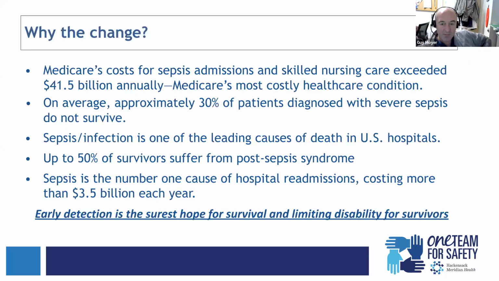Medicare costs for sepsis admissions and skilled nursing care exceed $41.5 billion annually, Medicare's most costly healthcare condition. On average, approximately 30% of patients diagnosed with severe sepsis do not survive. Sepsis infection is one of the leading causes of death in United States hospitals, and up to 50% of survivors suffer from post-sepsis syndrome. Sepsis is the number one cause of hospital readmissions, costing more than $3.5 billion each year. So early detection is the surest hope for survival and limiting disability for those that do survive sepsis.